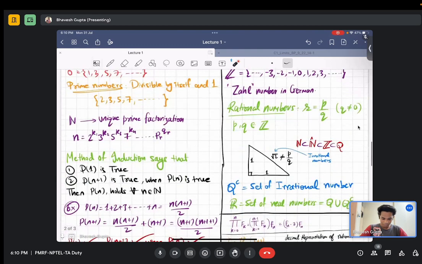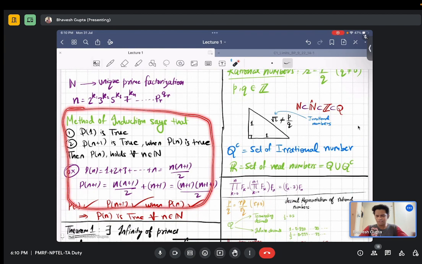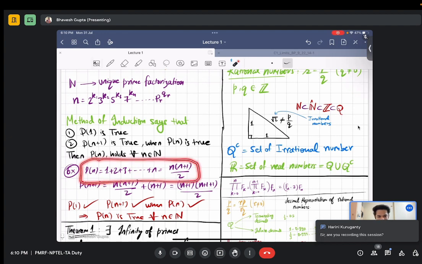We also saw the idea of mathematical induction, and how we can prove certain mathematical statements using it. For example, in the lecture he used this mathematical induction tool to understand whether this mathematical statement is right or wrong.